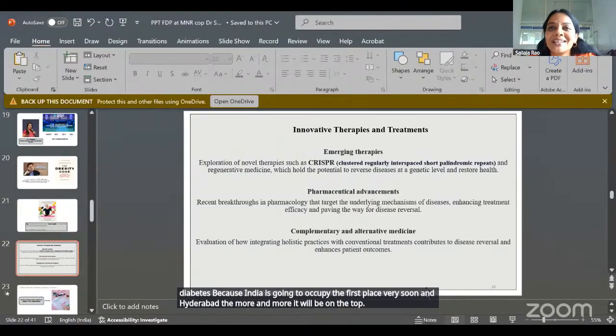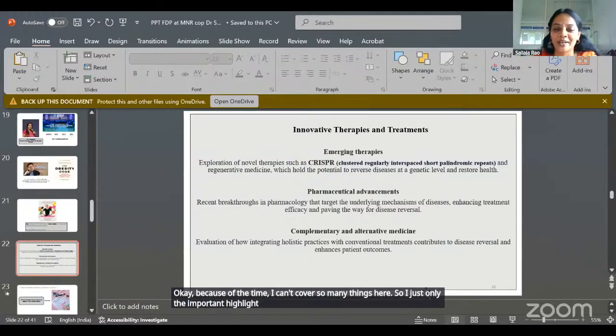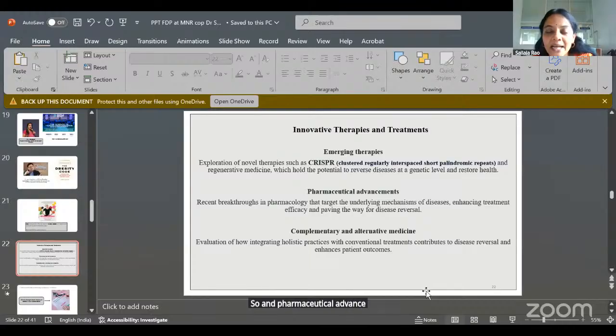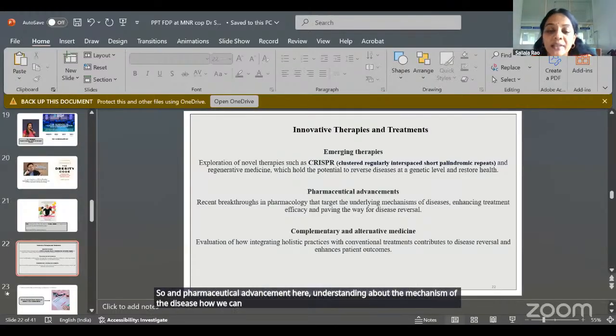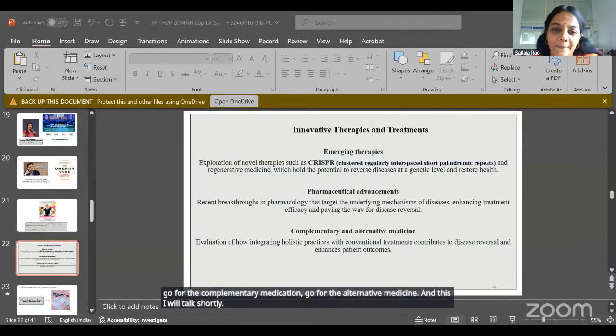Okay, because of the time, I can't cover so many things here. So I'll just share only the important highlights. Pharmaceutical advancement here: understanding the mechanism of the disease, how we can combat the disease, how we can reverse the disease. Then go for the complementary medication, go for the alternative medicine, and I will talk about this shortly. Next slide.